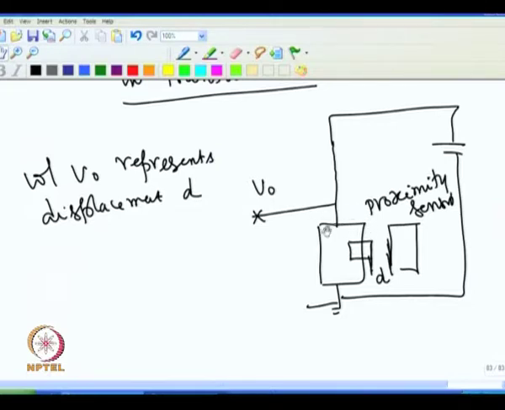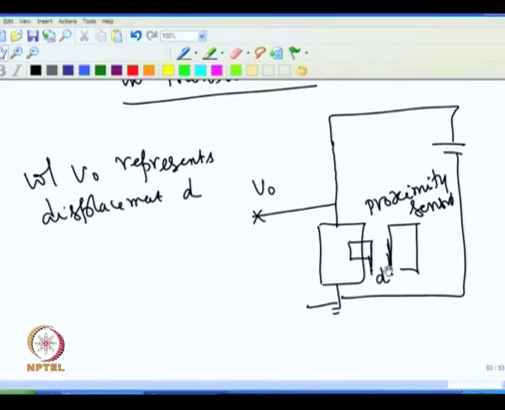So, assume we have a transducer like this. Then if D is more, you will get this voltage also more. But then we know that with the temperature, this voltage will be changing even though D is constant. This is a major problem.